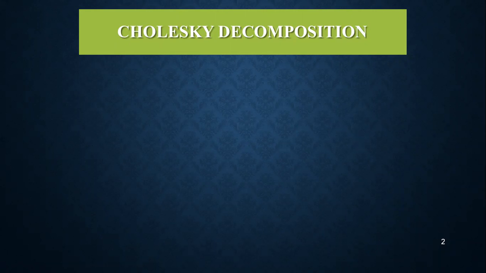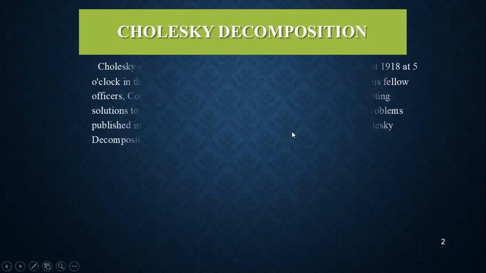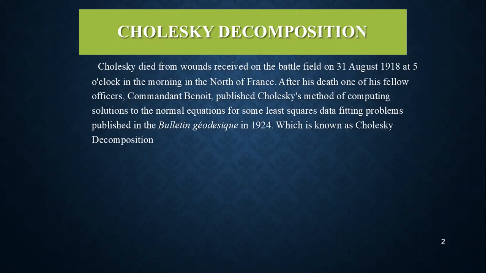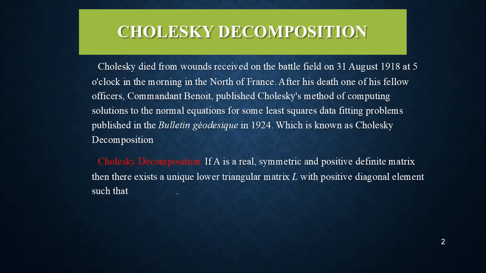So let's discuss the basic idea of Cholesky method. What is Cholesky method and who was Cholesky? Cholesky died from the wound received on the battlefield on 31st of August 1918 at 5 o'clock in the morning in the north of France. After his death, one of his fellow officers published his method. And the method was known as Cholesky decomposition method.